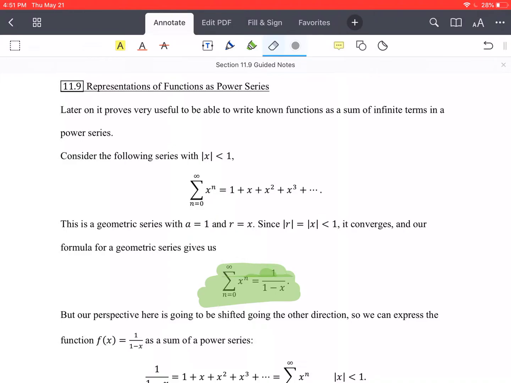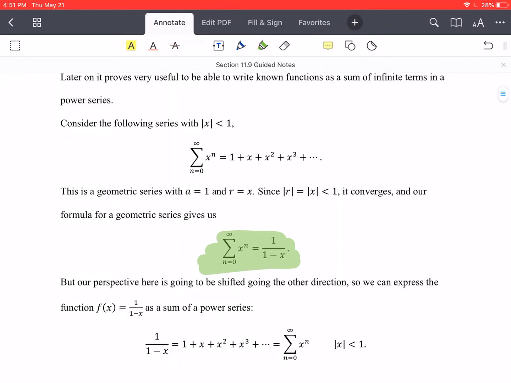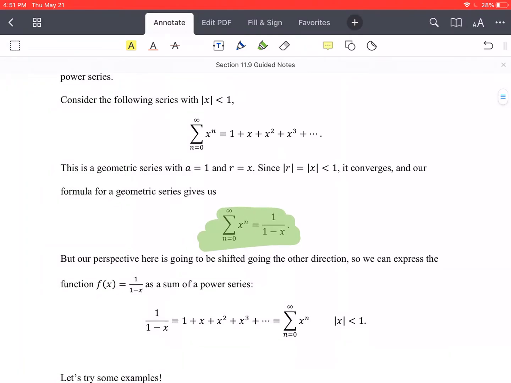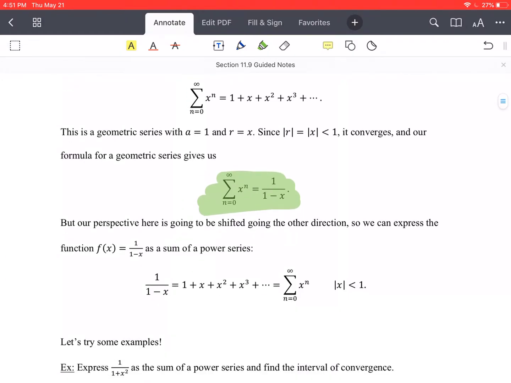So the formula for a geometric series gives us this expression right here: the sum from n going from 0 to infinity of x to the n can be written as 1 over 1 minus x. A really nice, concise formula for this geometric series. But in this section, we're going to be shifting our perspective a little bit. We're not going to be looking at a series and trying to create a function for it. We're going to be using a function and then trying to find a series to match it. So our perspective is going to be going the other direction.